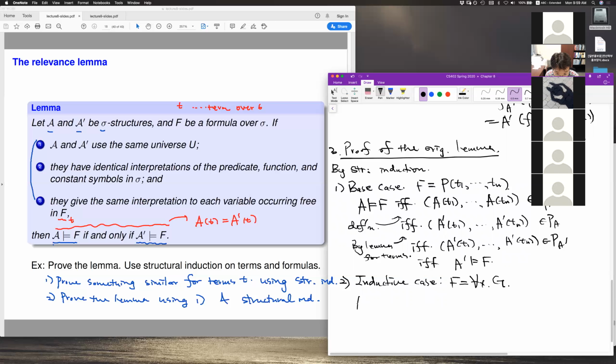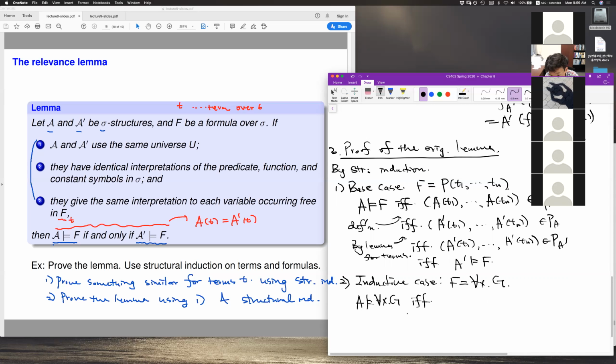Then we say A models for all X G, if and only if. My habit is I used to put a dot right after universal or existential quantification, and my colleague, my friend, didn't really use this dot when he prepared the slides. So there may be some mismatch. Sometimes I put dots after the universal quantification, and sometimes I don't. And I hope that doesn't confuse you.